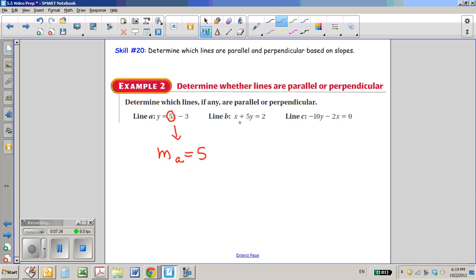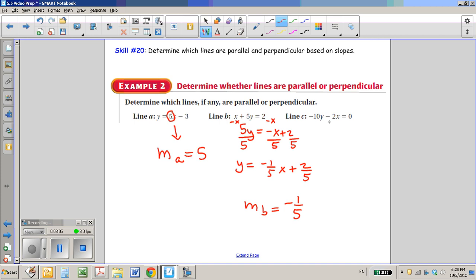Now over here is in standard form, so I'm going to rearrange it. I'm going to subtract x. If I'm interested in slope-intercept form, it's probably going to be the most useful one. And I want to get y by itself, so I'm going to divide everything by 5. And I get y equals -1/5x plus 2/5. So the slope of line B is -1/5.